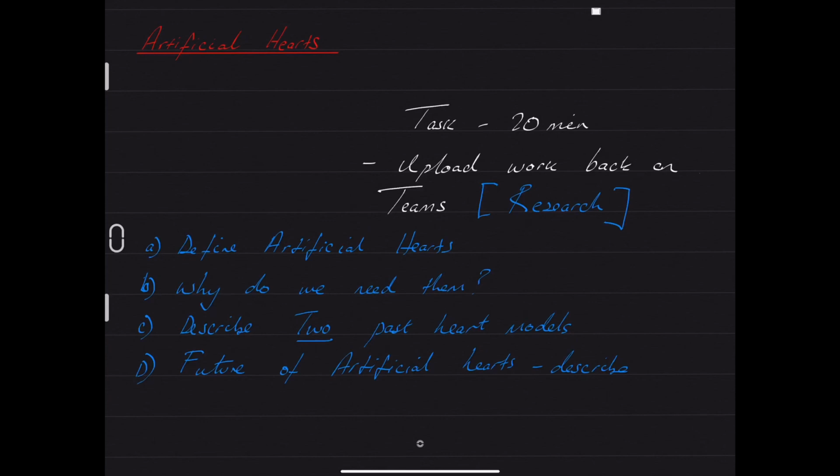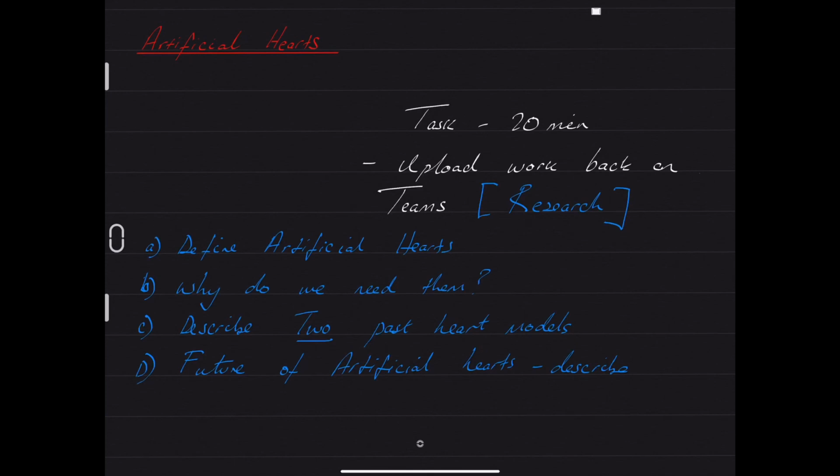Artificial hearts have been many years in the working, and the technology is constantly being upgraded to make better artificial hearts. But I want you to focus on just two previous artificial hearts that have been made, and just give a comparison. Maybe talk about what were the limitations of these models.